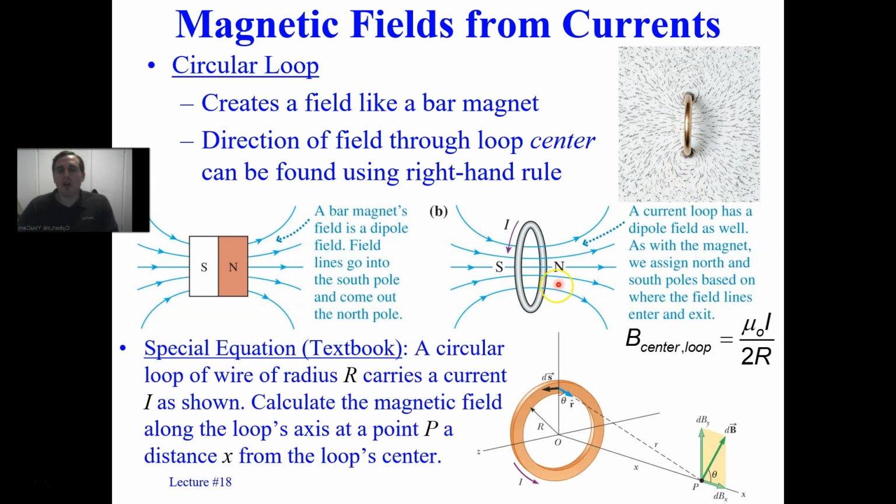Okay? Now, what if you're not just at the center of the loop? What if you're above the center of the loop, off axis here or here? Okay? So we'll take a look at this in a later video, but you can actually calculate what the magnetic field is along the central axis of the loop. Okay? So I'll show that later as well.